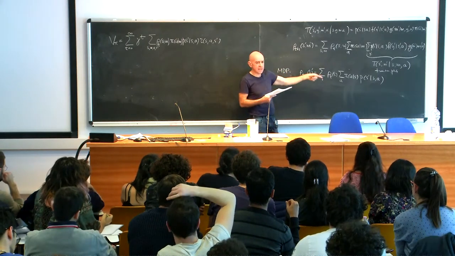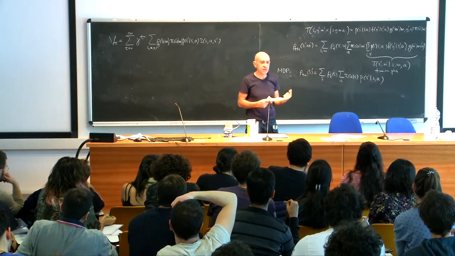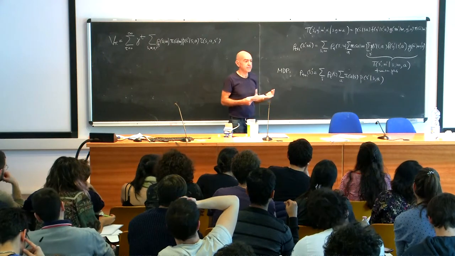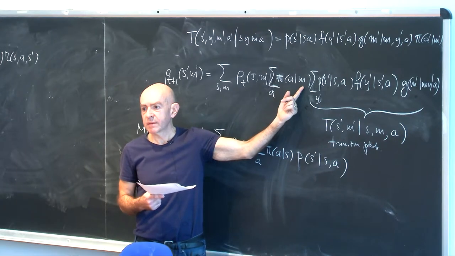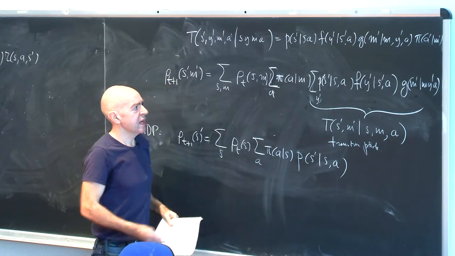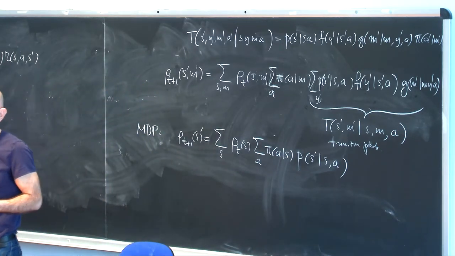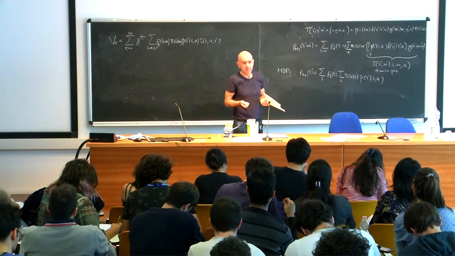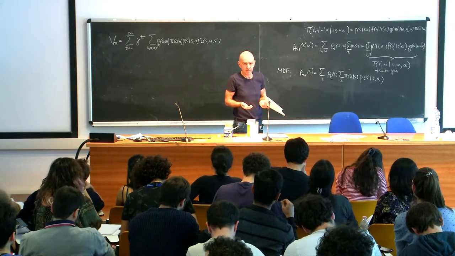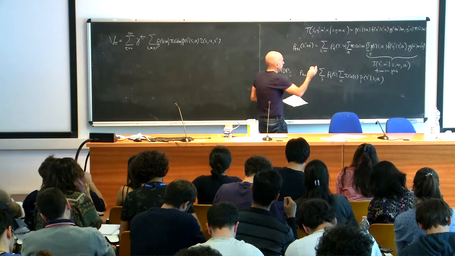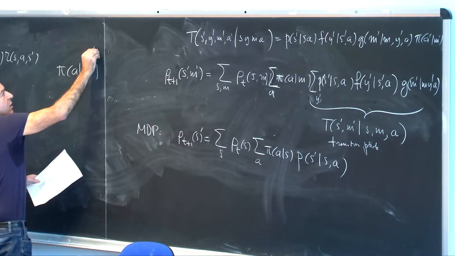When I'm doing this extension, the difference is in the policy. What's the difference in the policy? Exactly. We only have memory here. If we had this thing dependent on both S and M, then it would be true. But it would also be trivial, because if you have the state, you don't need the memory. So the subtle difference here is that pi depends only on memory.